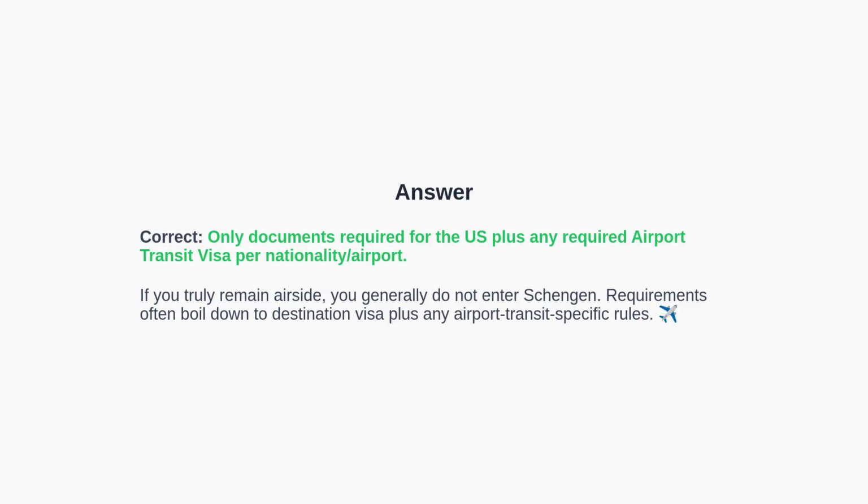The correct answer is B. Because you remain in the international transit area and do not enter the Schengen area, a Schengen C visa is typically not required. You still need documents for your final destination, such as a U.S. visa if applicable, and you may need an airport transit visa depending on your nationality and airport rules.